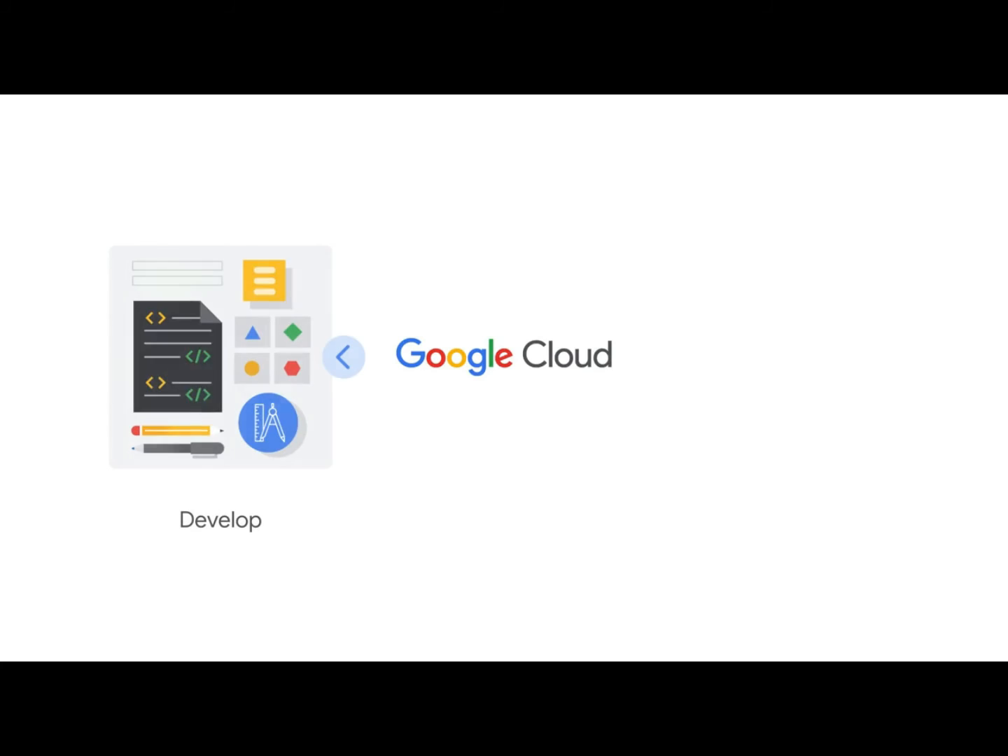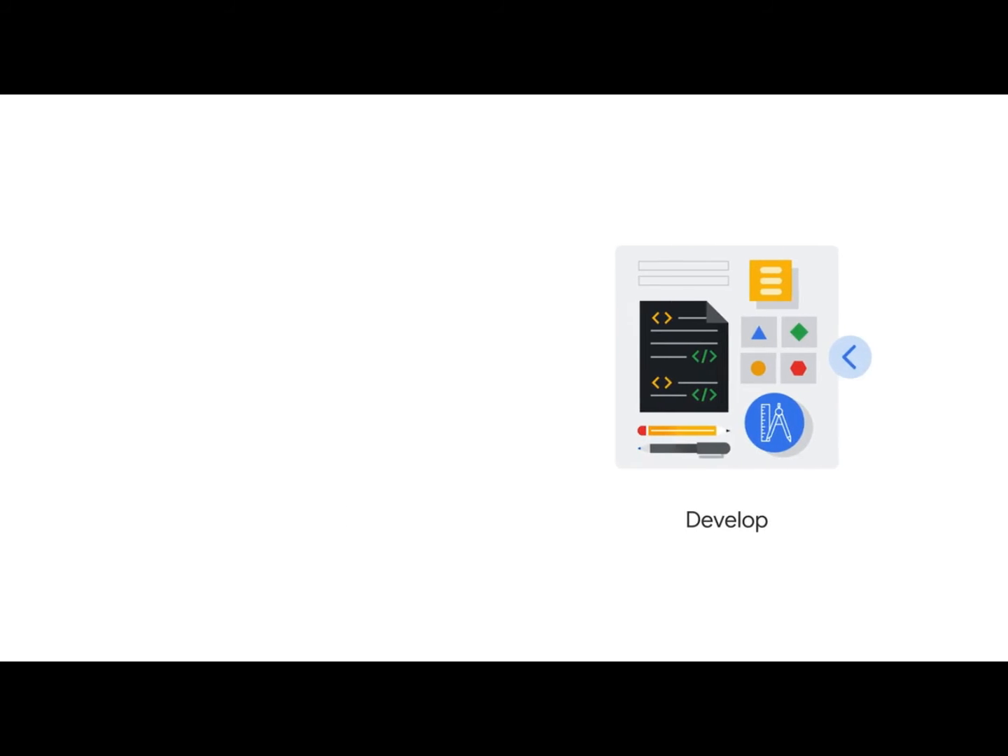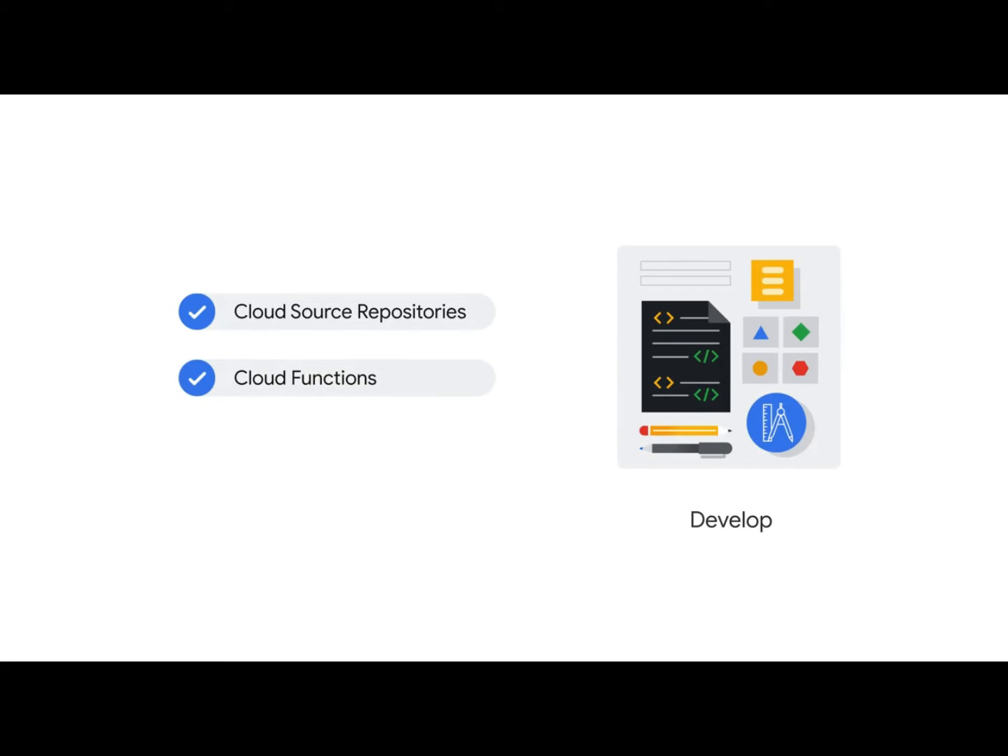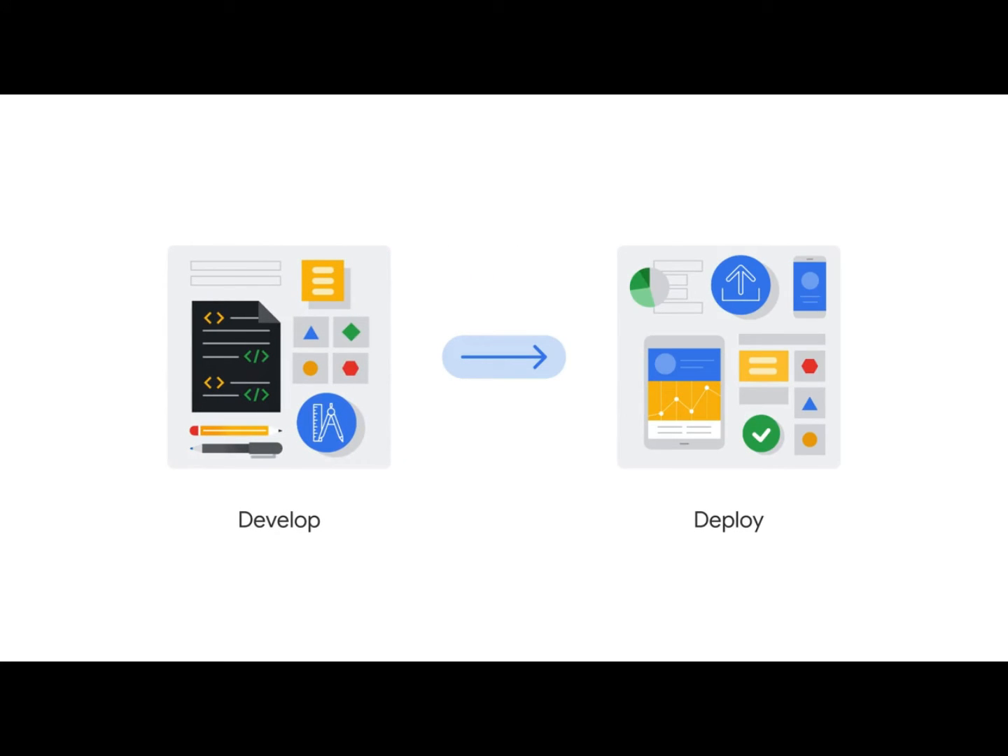Many users develop impressive applications using Google Cloud's products and services. And when an app is ready, Google Cloud can also be used to deploy it. In this section of the course, we'll explore Google Cloud methods for development in the cloud, which includes Cloud Source Repositories, Cloud Functions, and Terraform. After that, we'll look at deployment with infrastructure as code. Let's begin by looking at development in the cloud.